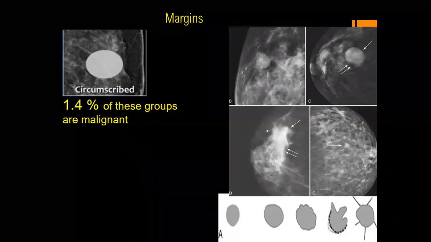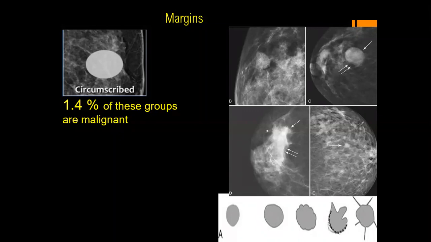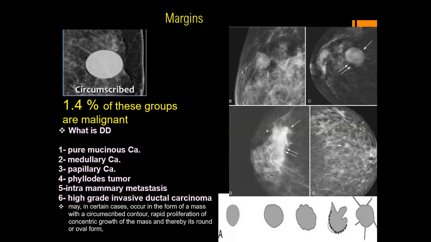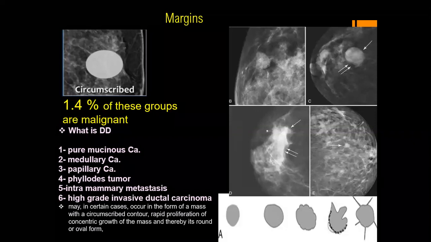Keloids, metastasis, high-grade invasive ductal carcinoma. Okay, and we said the high-grade invasive ductal carcinoma, there is no time. It is a rapidly proliferating cancer with concentric growth, no time to invade. It will appear as an oval or rounded mass, a circumscribed mass.